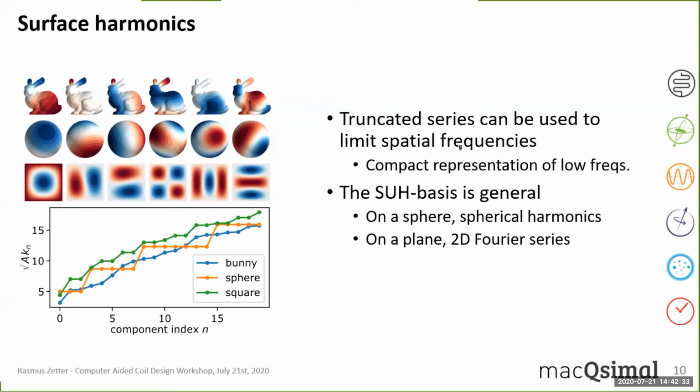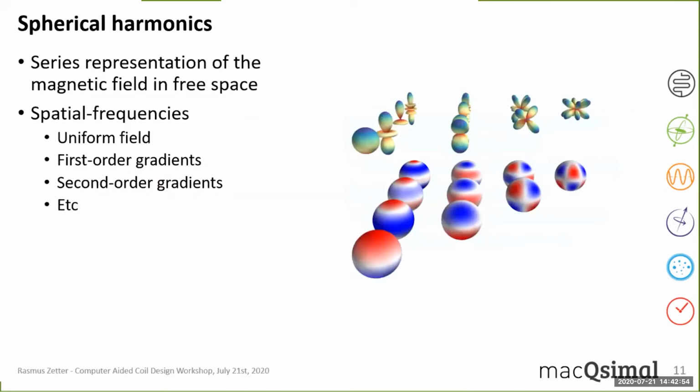But right, yeah, you can truncate the series to limit how fast the surface current can vary spatially on your mesh, and then also you can use it to have a more compact representation of currents. And moving on, well, spherical harmonics are quite familiar to most of us, I think.